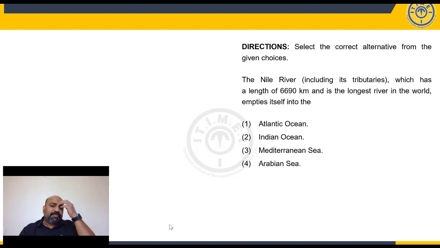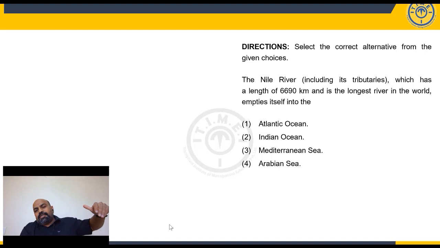The Bay of Bengal, my friends, what's a bay? A bay is a water body surrounded by land on three sides. We have a peninsula, which is a land body surrounded by water on three sides. On the other side, you have a bay, B-A-Y, which is a water body surrounded by land on three sides. The Bay of Bengal is an extension sea of the Indian Ocean.